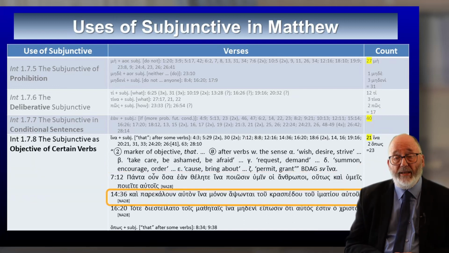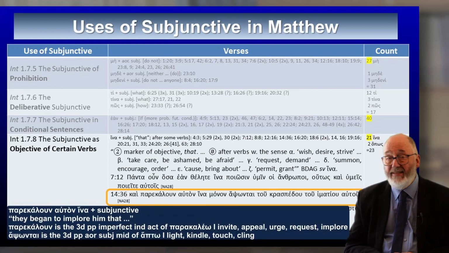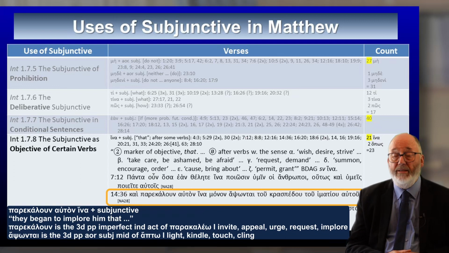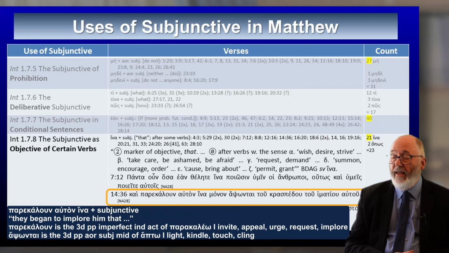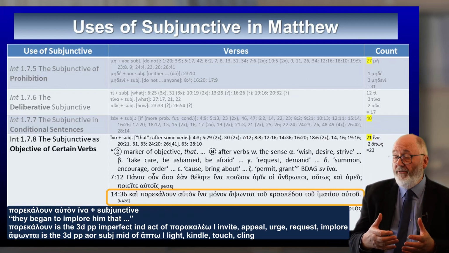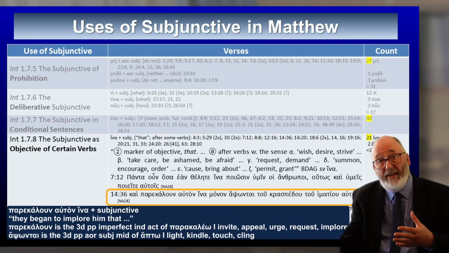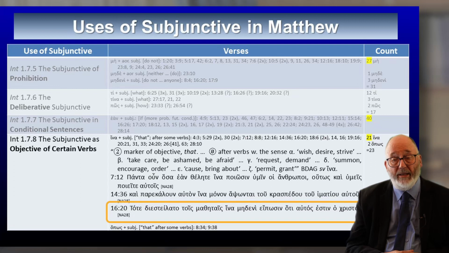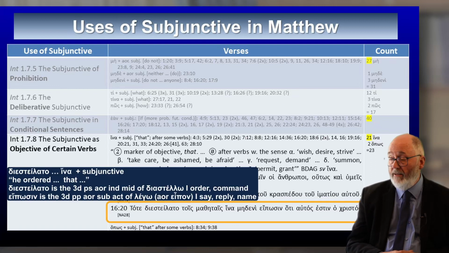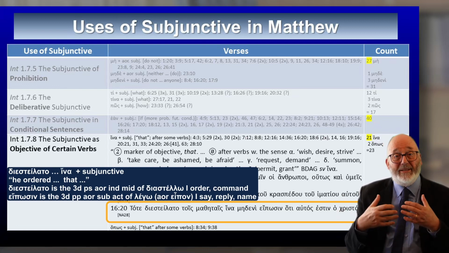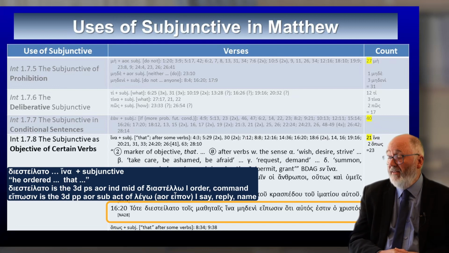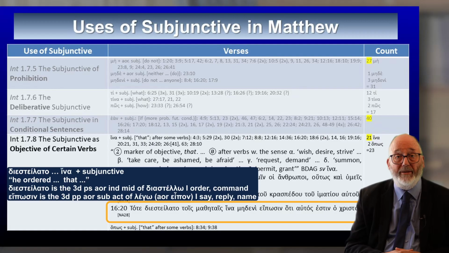Matthew 14:36. Kai parekaloun auton hina, and they beseeched him that they might only touch the corner of his garment. As we're looking at hina plus subjunctive, which is hapsōntai, and that gives the objective of parekaloun. It says what they are requesting. Matthew 16:20. Then he commanded the disciples what? Hina plus subjunctive. That. It's the content of what he was commanding his disciples. And what is that? That they should tell nobody that he was the Christ.